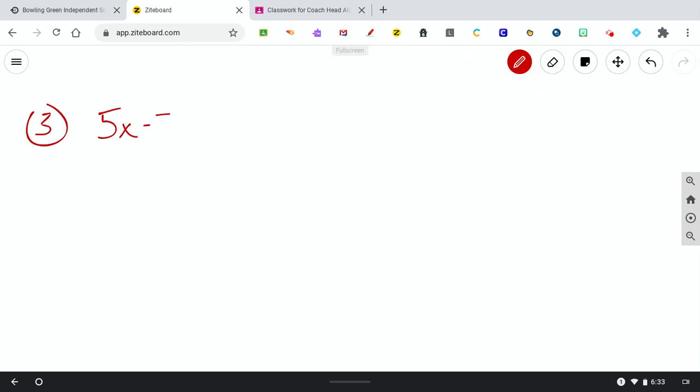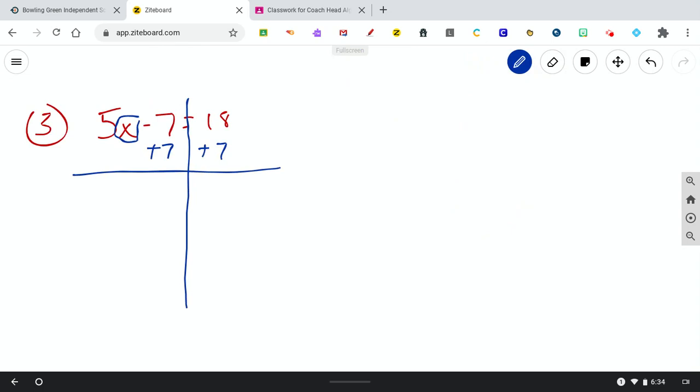5x minus 7 equals 18. Draw my line. Remember, I'm trying to get x by itself, so I have to move away. So this is a minus 7, so I'm going to add 7. Remember, what I do on one side of the line, I got to do on the other. That cancels. My 5x comes down. 18 plus 7 is 25.